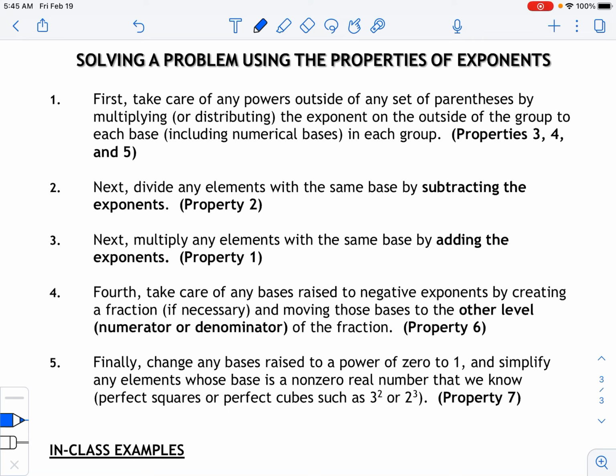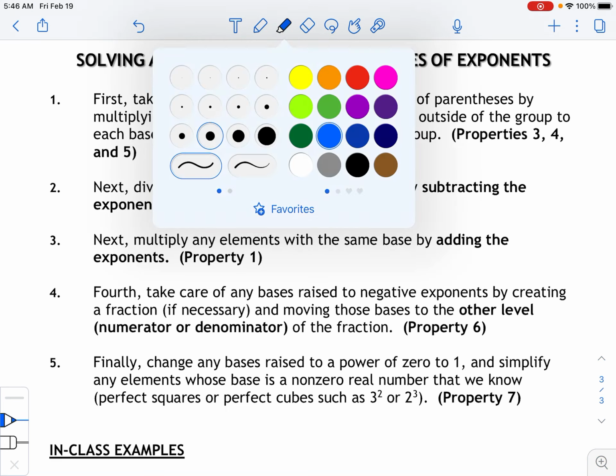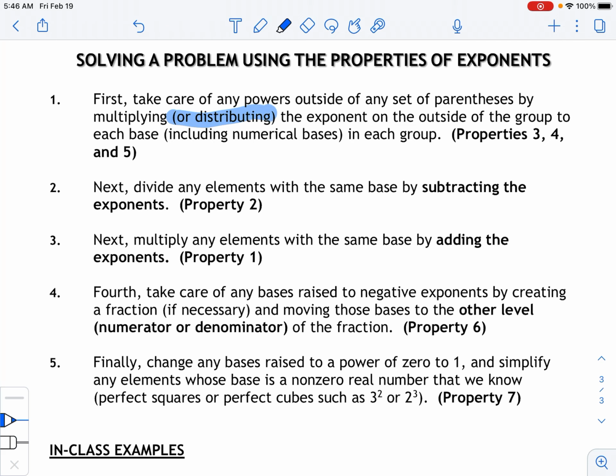So for step 1, you're going to take care of any powers outside of parentheses. That's like distributing, okay? Right here, distributing. So this incorporates properties 3, 4, and 5. So just like the order of operations, you take care of any operations within grouping symbols first. We do the same thing here. We try to get rid of any grouping symbols we have in our problem. You do that by distributing exponents outside of groups to all bases inside of groups.